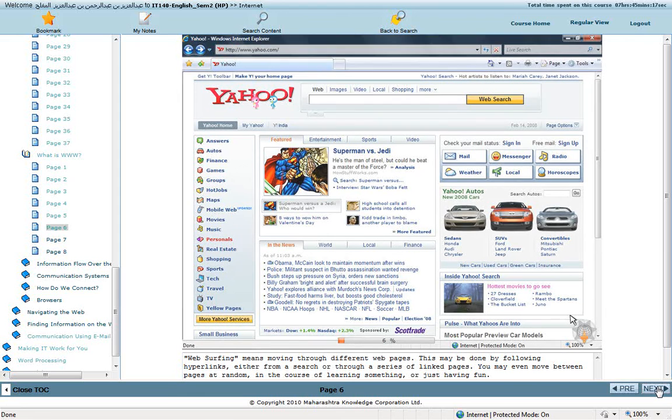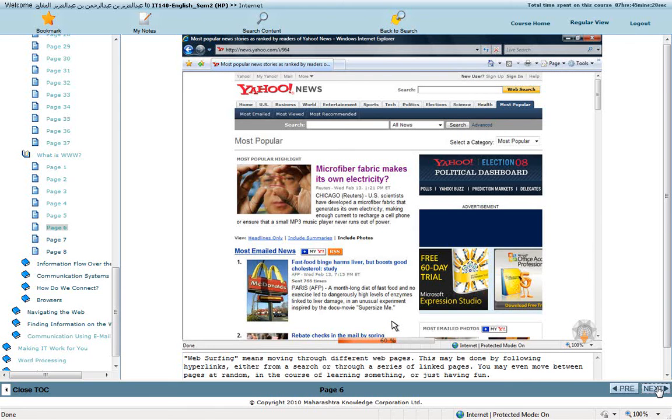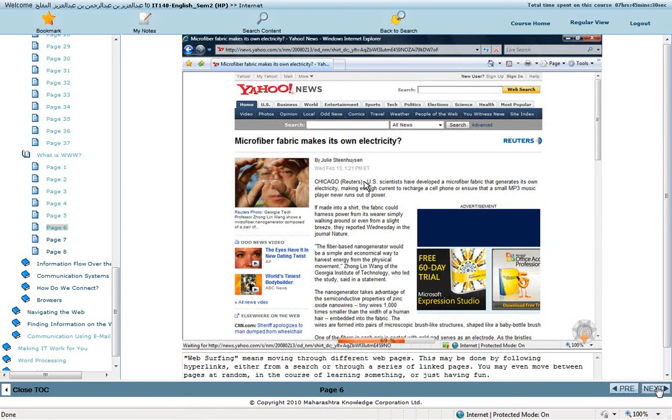Web surfing means moving through different web pages. This may be done by following hyperlinks, either from a search or through a series of linked pages. You may even move between pages at random in the course of learning something or just having fun.